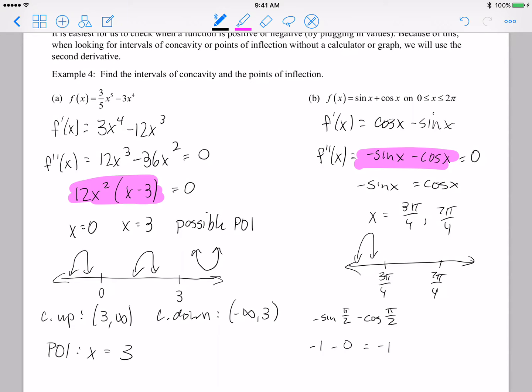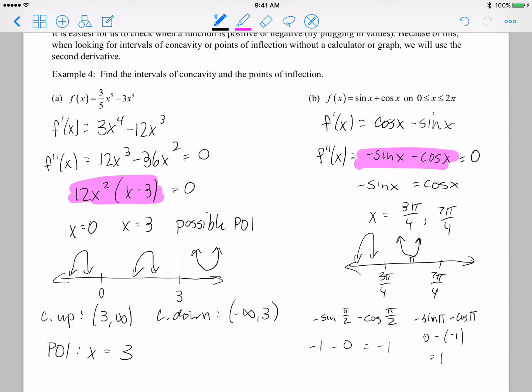Okay, in between 3 pi over 4 and 7 pi over 4, I know 4 pi over 4, or better known as pi, is in that interval, and so I'm going to plug in pi. So negative sine of pi minus the cosine of pi. Well, sine of pi is 0 minus the cosine of pi, which is -1, and 0 minus -1 is equal to +1. And so in this interval, the function is going to be concave up.